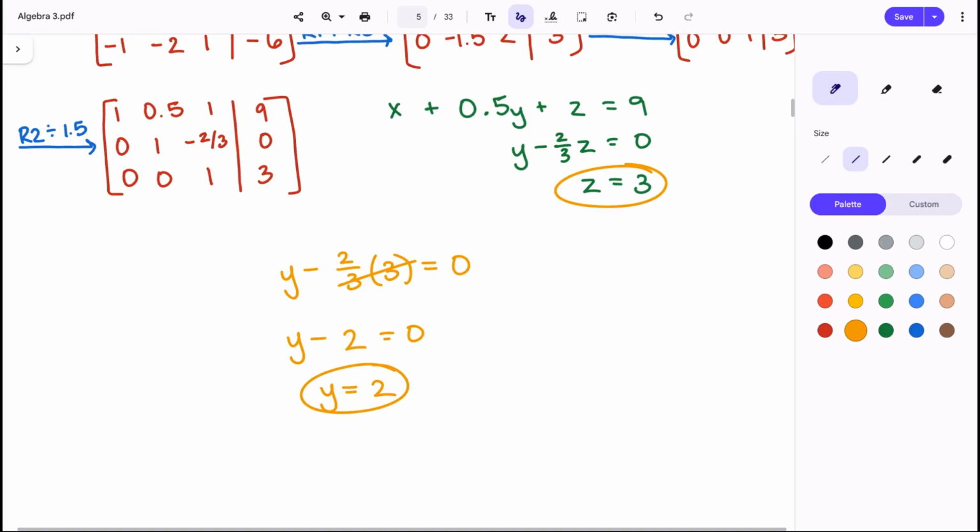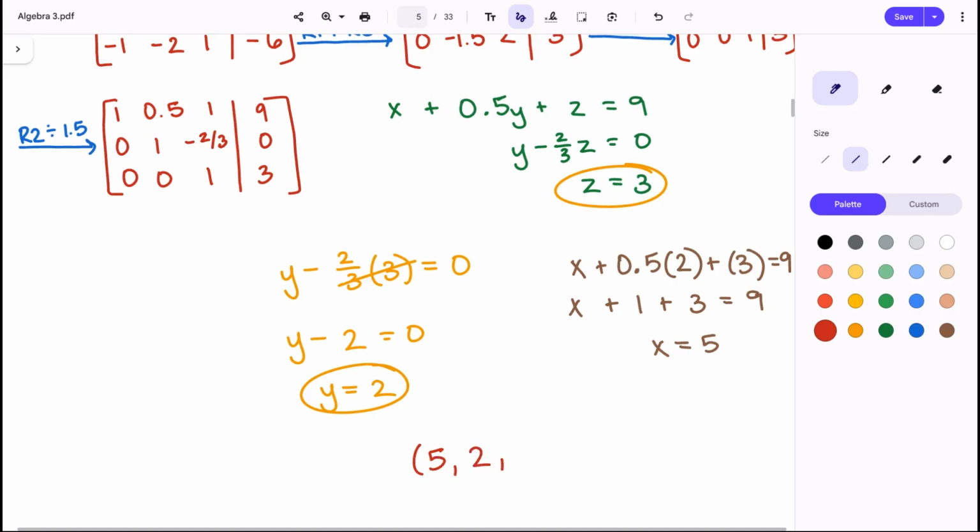We can go back to that top equation there to help me solve for the x. So we don't know x, but we know we can put 0.5 times a 2 now because we know y is 2. We can put in a 3 for the z, and we're setting that equal to 9. This would become x plus 1 plus 3 equals 9. What's x going to come out to be? 5. So my final answer, just like last chapter, we were writing ordered triples. We're doing that here too. 5, 2, 3.